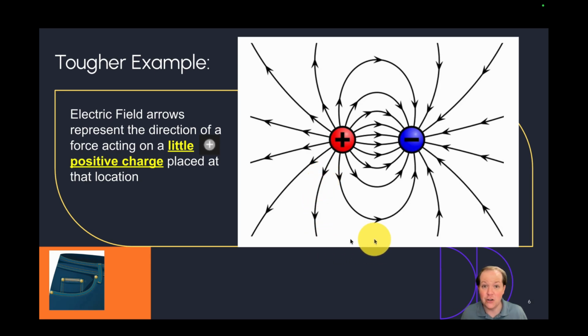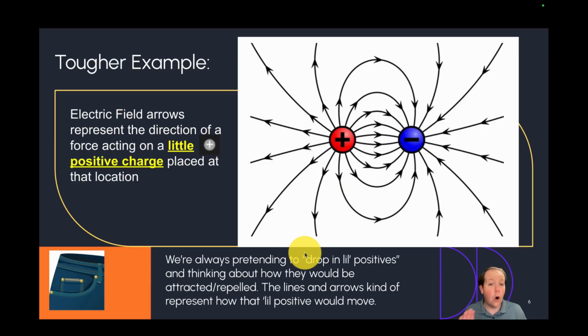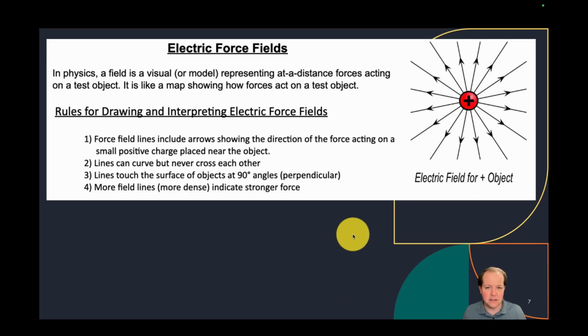I ran out of page over here, but this is a correct diagram because this is showing the force, the attraction and repulsion of little positive charges. Little positives would repel from this thing, little positives would attract to this thing, all right? We are always pretending to drop in little positives. You're going to hear me, if you're in my own class, say that a lot, and it maybe sounds silly, but that's how you remember how to do this. We're pretending to reach into our pocket, pull out a little positive, and we're dropping in those little positive charges. The lines and the arrows, they are representing how that little positive charge would move.